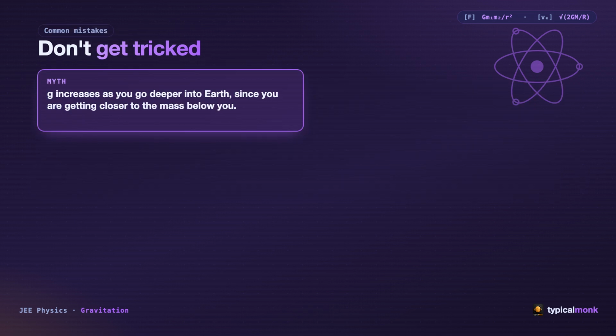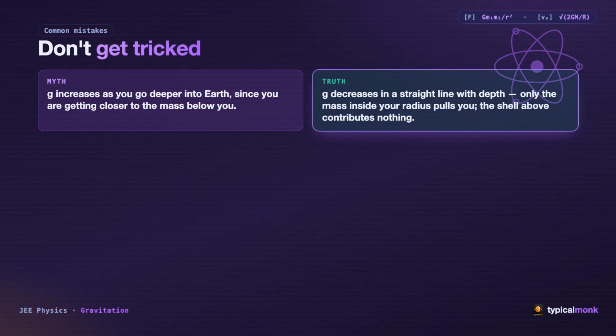Now let me save you some marks. Two myths that trap thousands of students every year. Myth 1. G increases as you go deeper into the Earth because you are getting closer to the mass sitting below you. It feels so natural. Surely closer means stronger. But here is the truth. G actually decreases in a straight line with depth, because only the mass enclosed within your own radius pulls you. The shell of material above you contributes nothing at all.